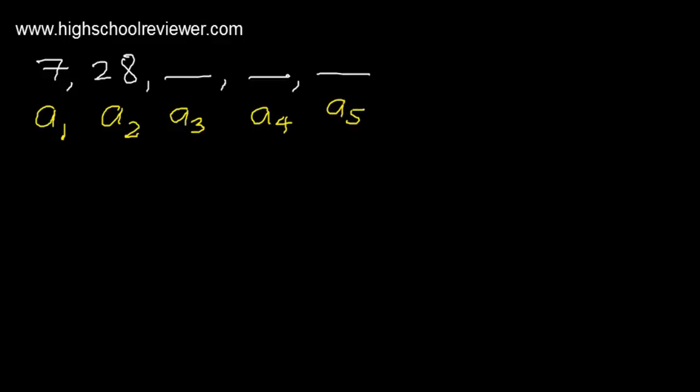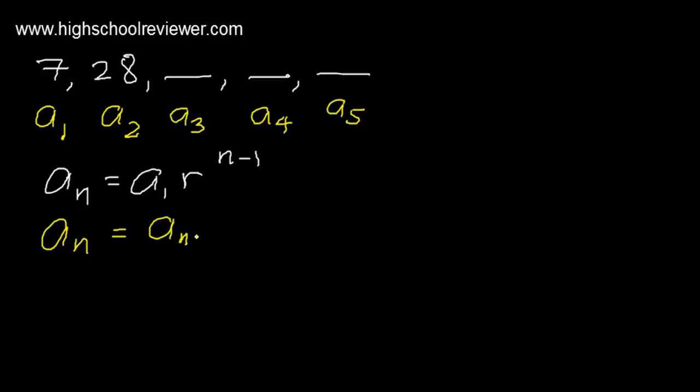Okay. So since we have consecutive terms here, 7 and 28, the original formula in finding a missing term for a geometric sequence is a sub n equals a sub 1 multiplied by r raised to n minus 1. Now we can use this if there are no consecutive terms, but since we have consecutive terms, we will use this formula, which is easier. So we will use a sub n equals a sub n minus 1 multiplied by r.